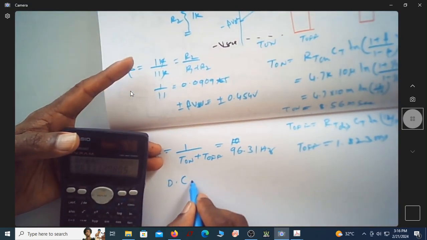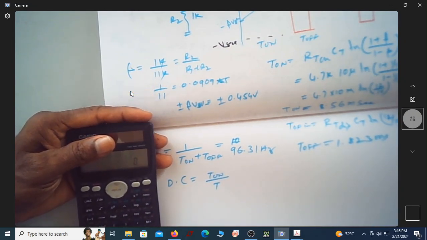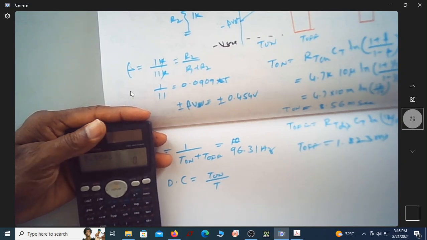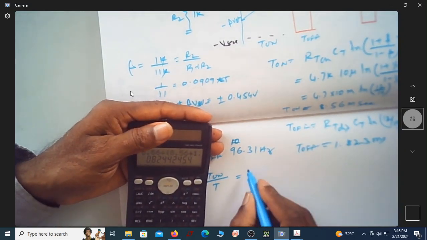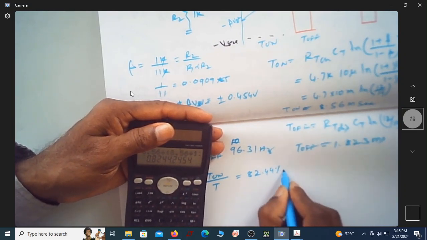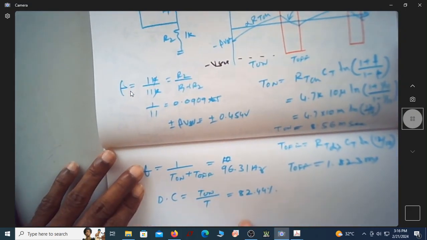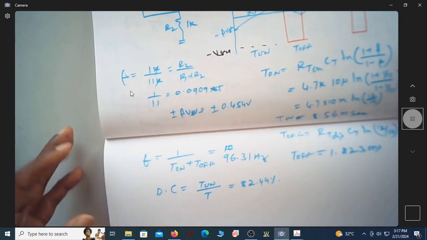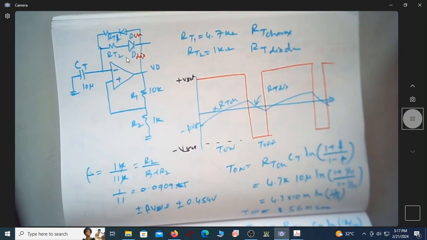The duty cycle comes out to be T on by T, that is 8.56 divided by 8.56 plus 1.823, so it is 82.44%. Because the on time is more and the off time is less, you have a duty cycle more than 50%, which is 82.44%. This way we can find the square wave generated using this.